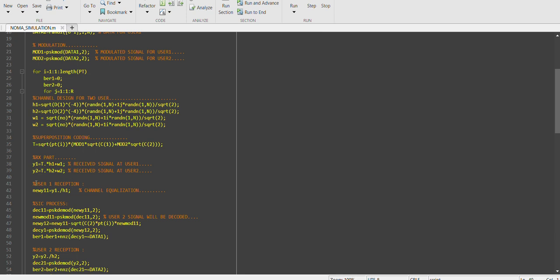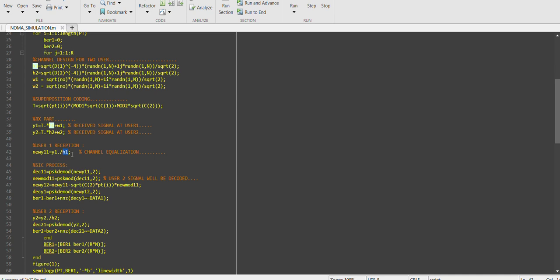After that, reception at user 1. When user 1 receives a signal, at first it will do the channel equalization, right? That is why the received signal is equalized with this channel. Here I have considered exact channel equalization. Otherwise, I need to estimate the channel, then we need to divide. So I have divided the received signal with this channel H1.